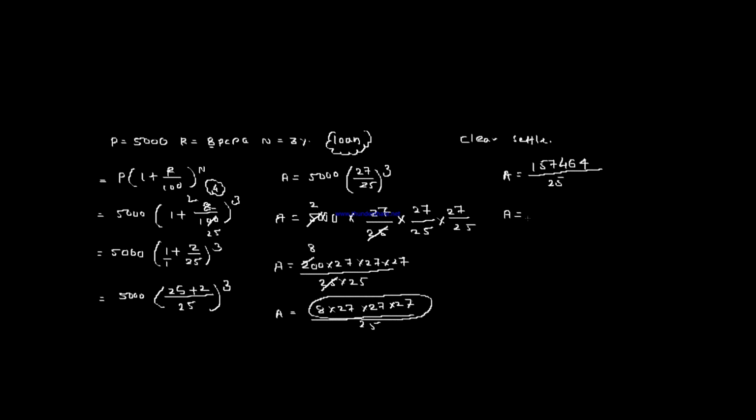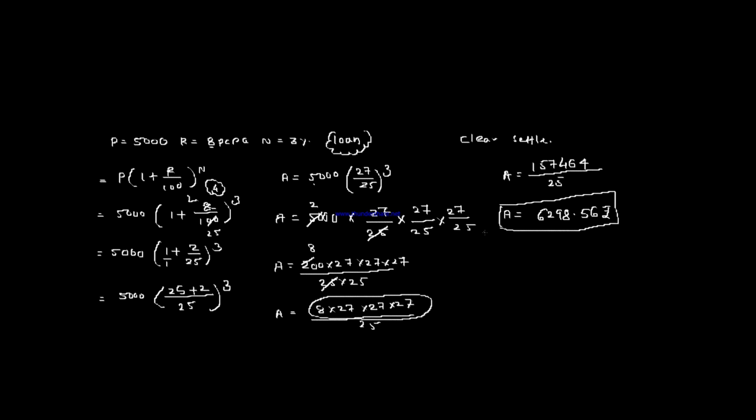You can do this division on your own. So you'll get the final answer as 6298.56 rupees. Okay, so this is the amount that we have to pay to clear the loan. However, how much did we initially take? We have taken a loan of 5,000.